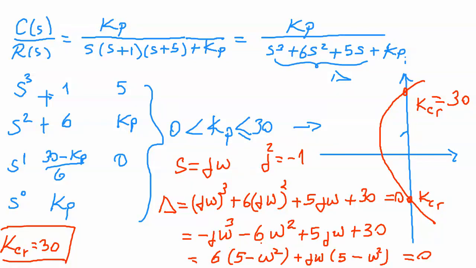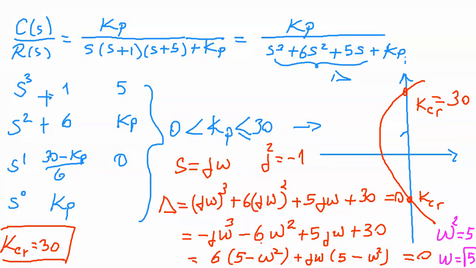What makes this equation equal to 0? From here, omega square is equal to 5. Omega is equal to square root of 5. Now we found omega. What do we need? We need a period.